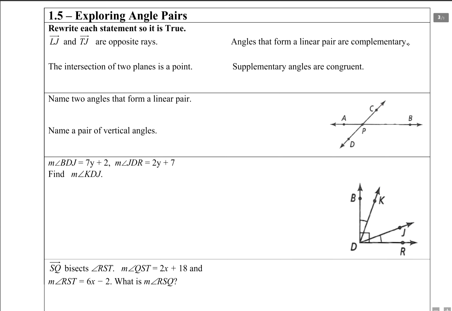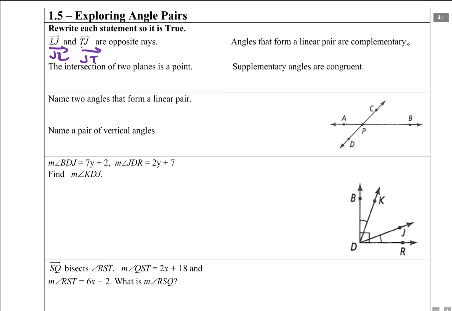Rewrite each statement so that it is true. Okay, ray LJ and ray TJ are opposite rays. One thing I know about opposite rays is they have a common endpoint, and these do not. Remember, our endpoints at the beginning. So this would need to be ray JL and ray JT. J is common to both. It needs to be at the beginning.